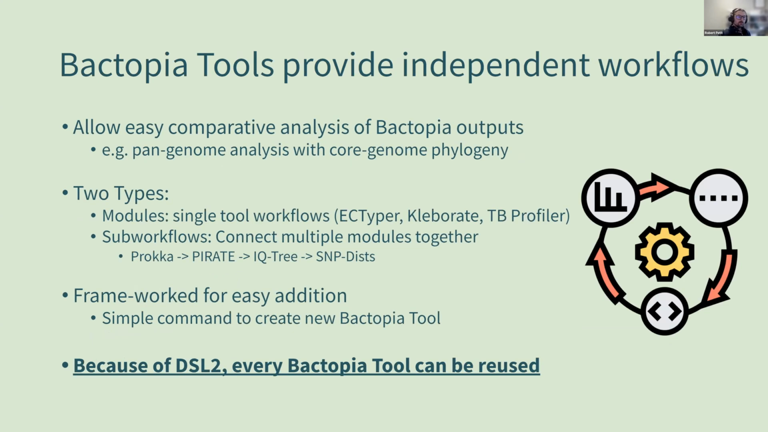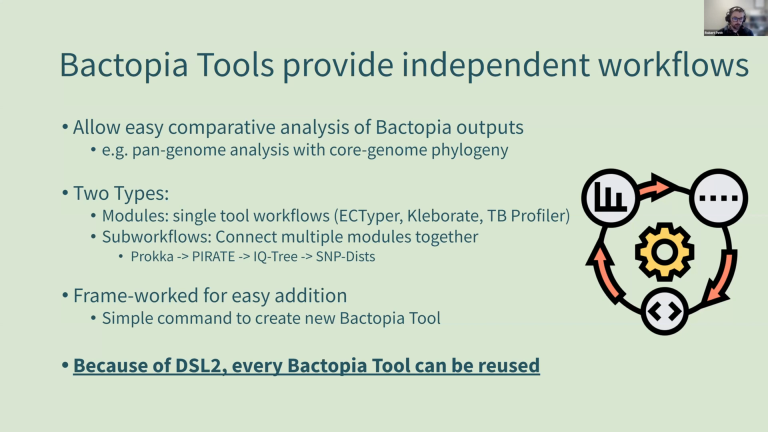Here's another fun thing about Bactopia. There are these Bactopia Tools, which are completely separate, independent workflows that use the outputs of Bactopia to run additional analyses, such as pangenome analyses and core genome phylogenies. With DSL2, I've broken them into two types, modules and sub-workflows. Modules are a single tool. It basically just runs one tool, whereas sub-workflows connect multiple modules together.